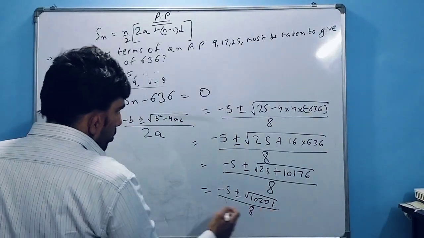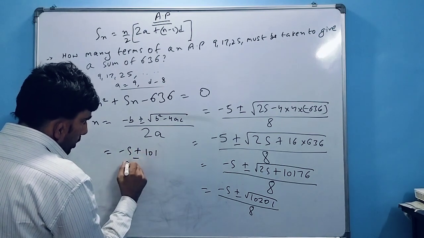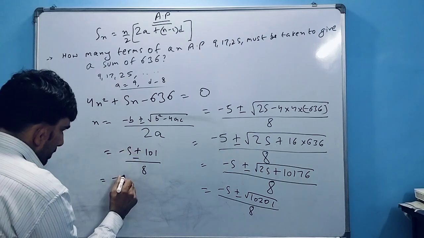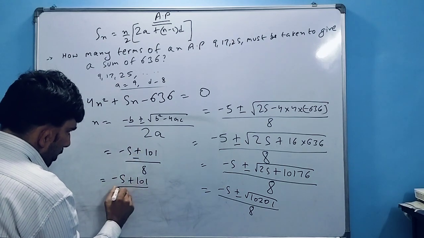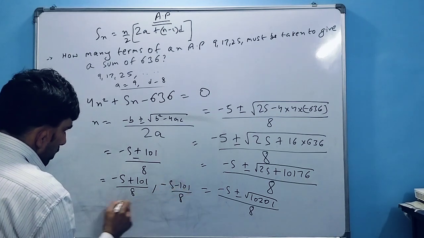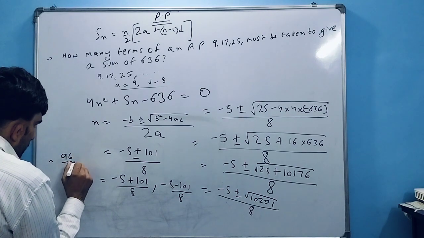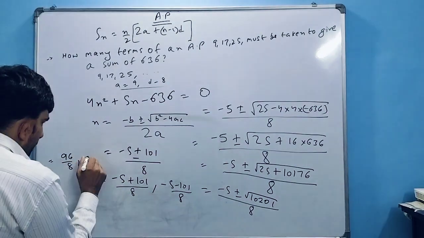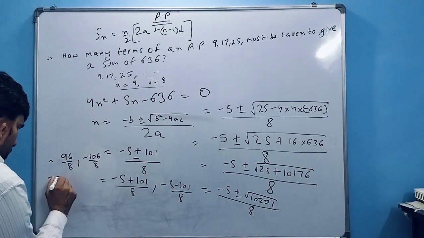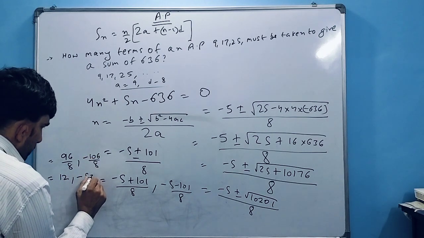Now we find the square root of this, so I got my value plus minus 101 upon 8. So I got now two values. One I will take with plus, another I will take with minus. So now I got this one 96 upon 8. Another I got, that is minus 106 upon 8. So I got here 12, and the negative will be negative, that is 53 by 4.